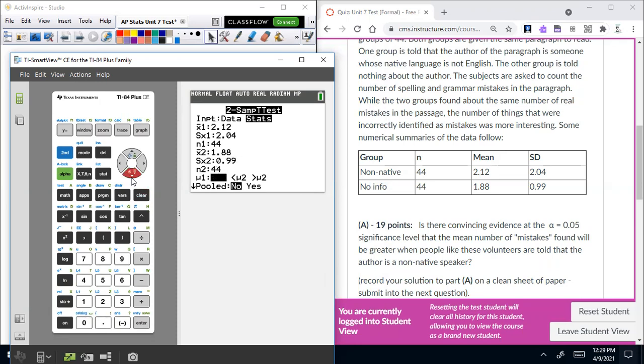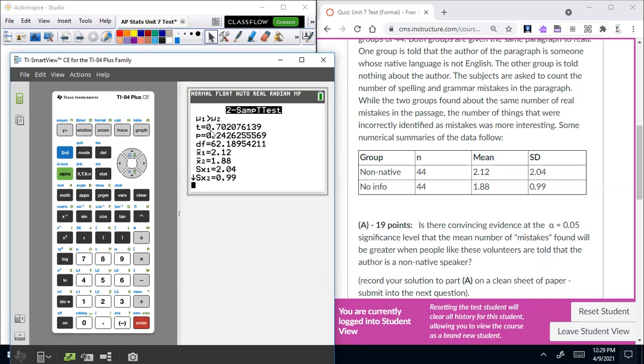I want to make sure this is a greater than, because it says we want to see if the first mean is bigger than the second. So we want to make sure it's greater than, and we'll calculate it. In this case, I got 0.702 for my t. My p-value is 0.24. Now, most of the p-values here are going to be smaller than alpha, so it's going to change how I approach the conclusion.